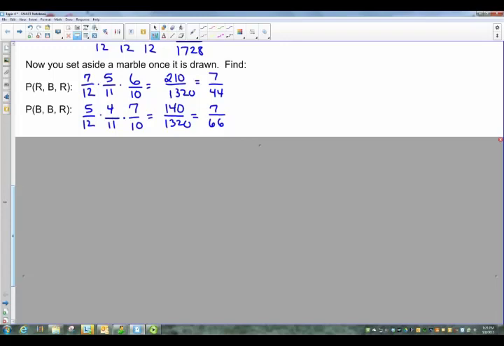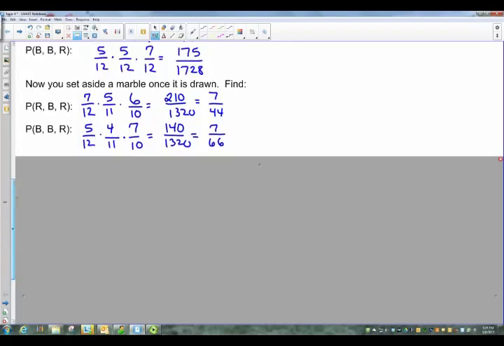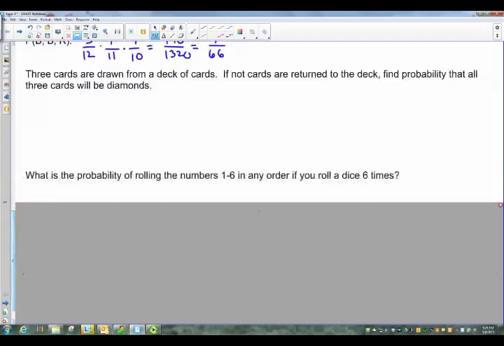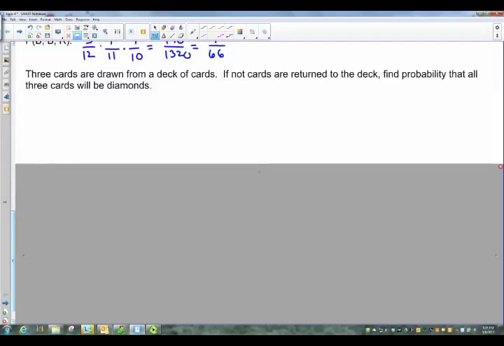All right, so there's a basic start to independent and dependent events. All right, let's keep going. So next one deals with decks of cards. So 3 cards are drawn from a deck of cards. If no cards are returned to the deck, find the probability that all 3 cards will be diamonds.